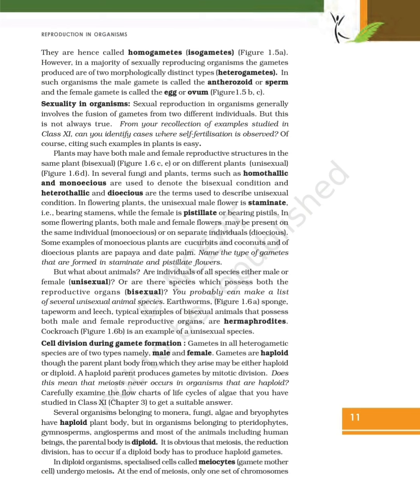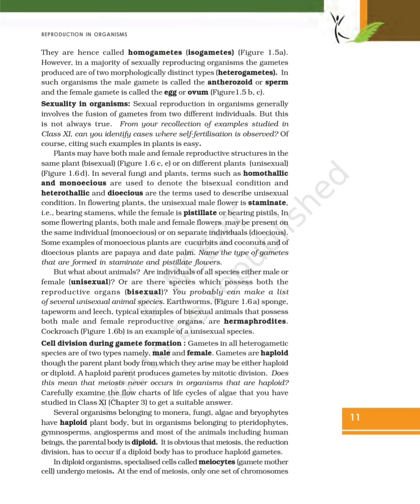But what about animals? Are individuals of all species either male or female, that is unisexual, or are there species which possess both the reproductive organs, bisexual? You probably can make a list of several unisexual animal species. Earthworm, sponge, tapeworm, and leech. Typical examples of the bisexual animals that possess both male and female reproductive organs are hermaphrodites and cockroach. Figure 1.6 is an example of a unisexual species.